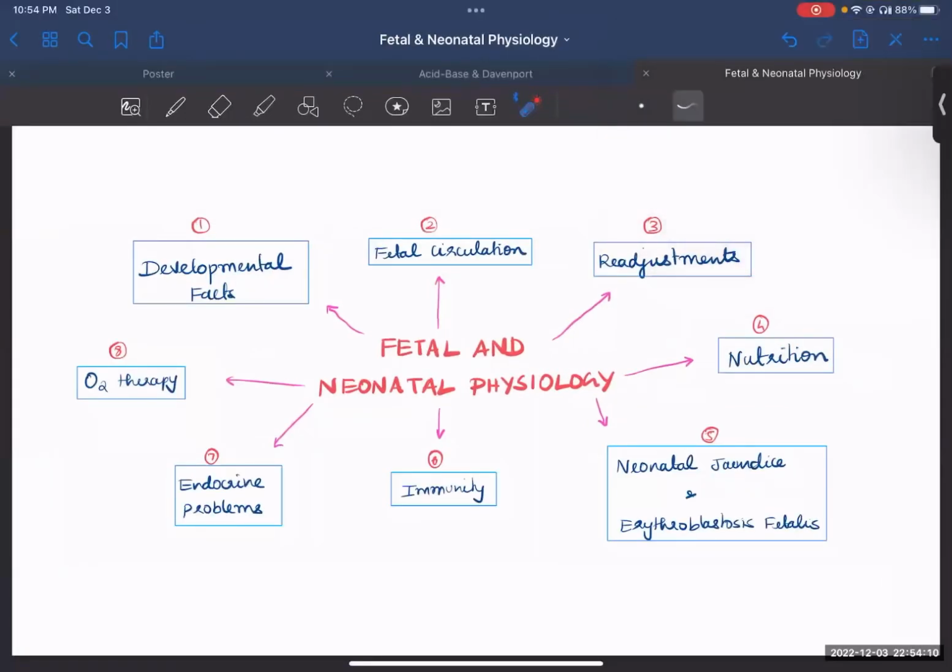In this video, let's revise fetal and neonatal physiology. To get started, we will be looking at some facts and then the most important concept about fetal circulation, and then the readjustments a baby would make once it gets exposed to the external environment.